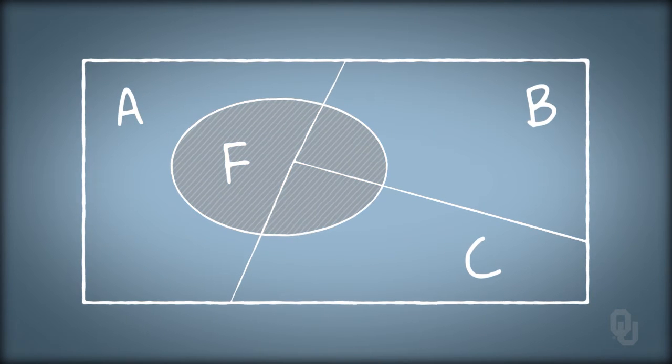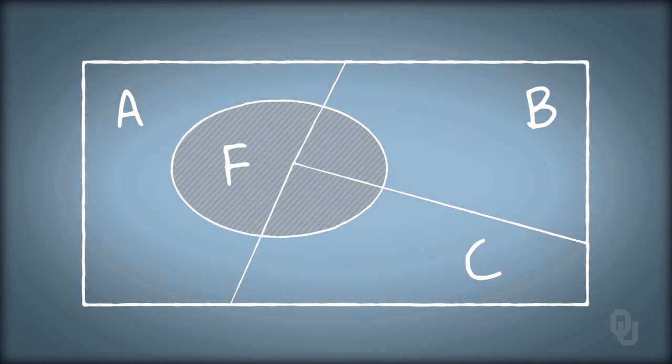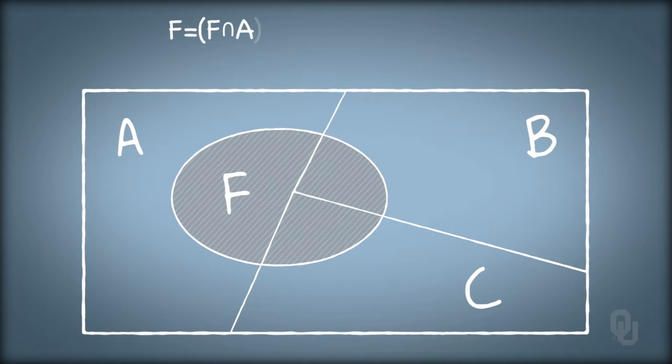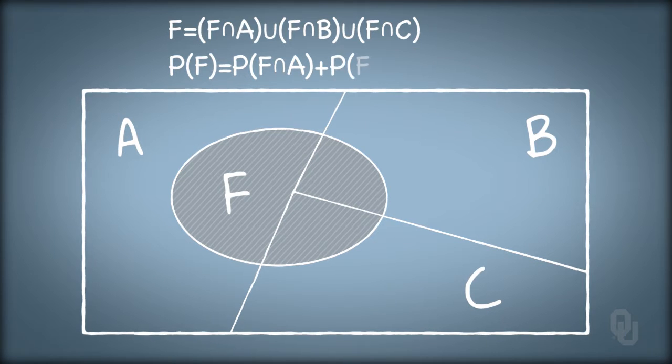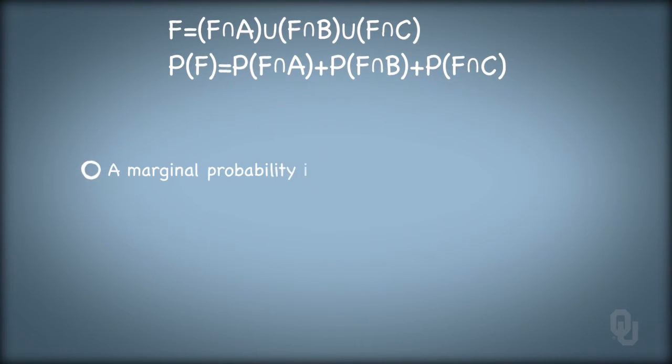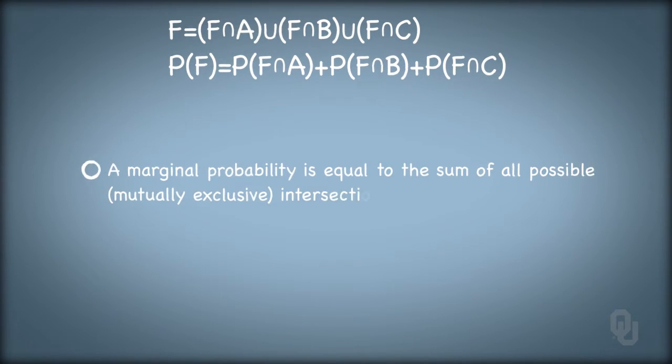Now let's superimpose an event F on top. Event F is equivalent to F intersect A unioned with F intersect B unioned with F intersect C. Therefore, the probability of F is equal to the probability of F intersect A plus the probability of F intersect B plus the probability of F intersect C. This is generally represented as the sum of all possible mutually exclusive intersections involving the marginal event.